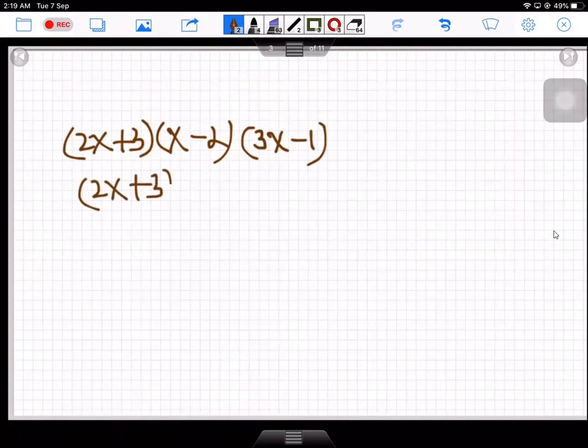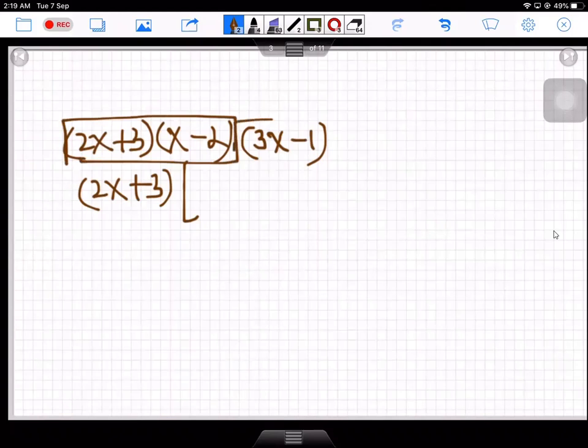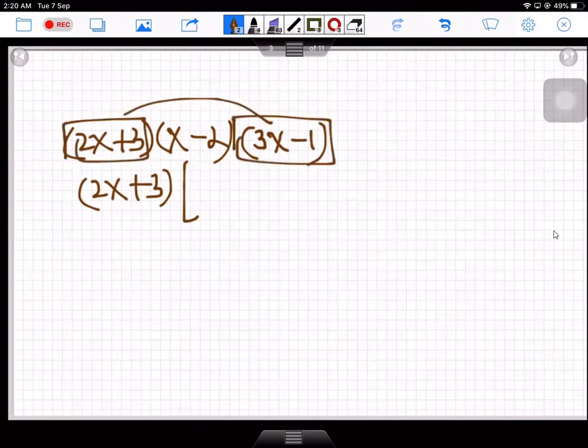And now you can first actually expand x minus 2 multiplied by 3x minus 1. Or what you can do is first of all expand 2x plus 3 times x minus 2, and then in the end multiply it with 3x minus 1. Okay, no issues. Or what you can do is multiply 2x plus 3 with 3x minus 1 first, and then in the end multiply the whole expression with x minus 2. So you can do it in any way. So 2x plus 3 will be multiplied with the expansion of x minus 2 times 3x minus 1.